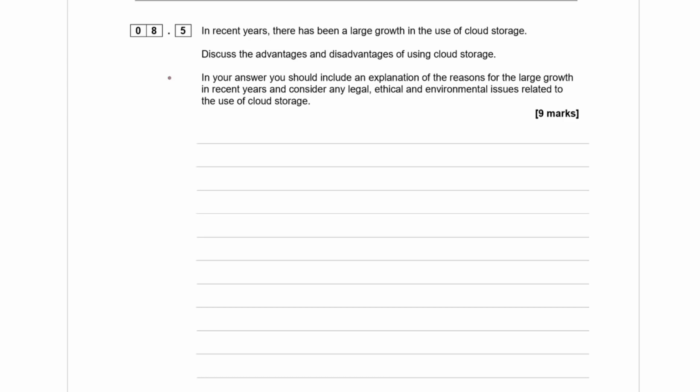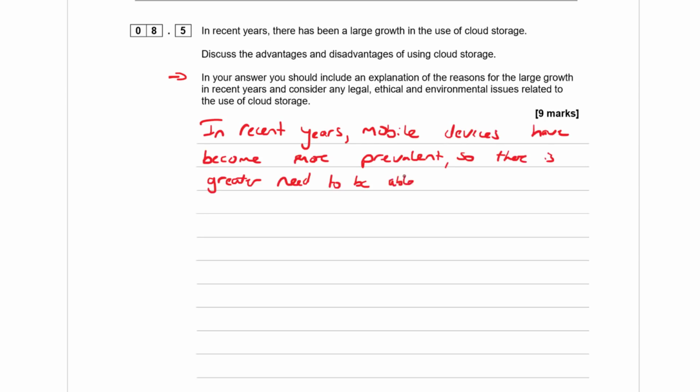Okay, let's get the first bit out of the way first, about why there's been a large growth in recent years. So this is to do with both improvements in technology in terms of compute and consumer preferences. So we could say that in recent years, mobile devices have become more prevalent, so there's greater need to access files from anywhere with an internet connection. And you might also want to talk about devices becoming more powerful. In fact, you can maybe use Photoshop or quite intensive applications on an iPad, and you want to access files from back home when you're on the train or something like that.